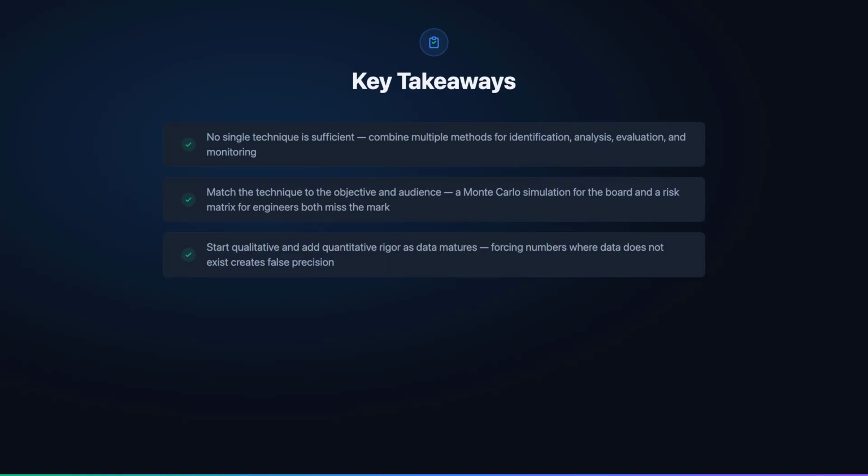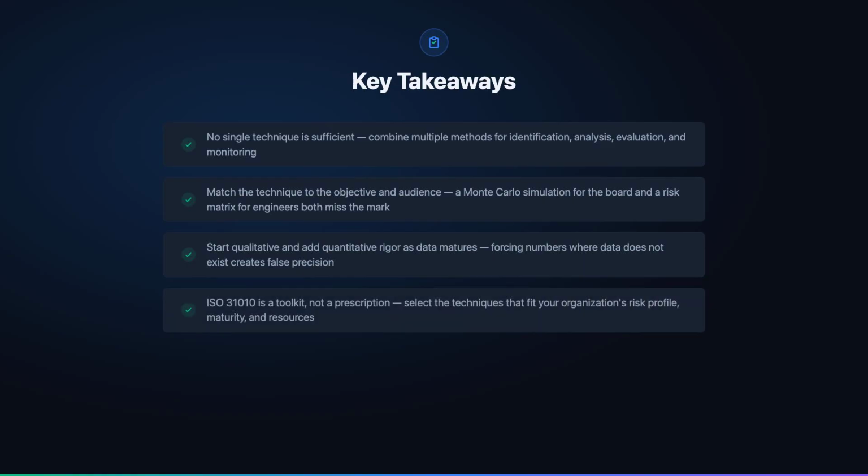Third, start with qualitative techniques and add quantitative rigor as your data matures. Forcing numerical precision when historical data does not exist creates false confidence. Build your qualitative risk picture first, then overlay quantitative analysis where you have credible data. The course shows this progression using Tech Solutions' 3-year journey from qualitative to quantitative assessment.